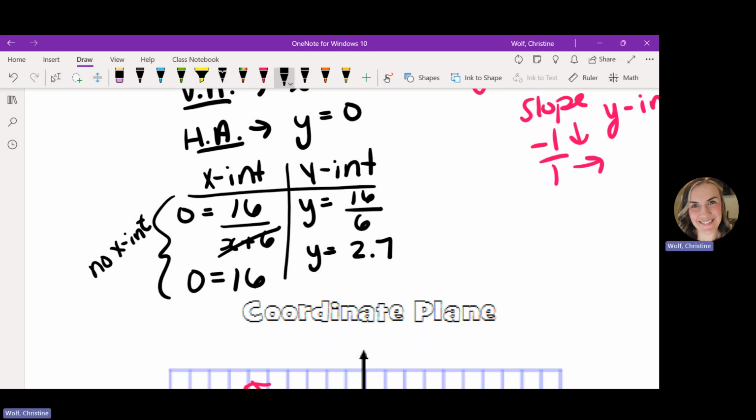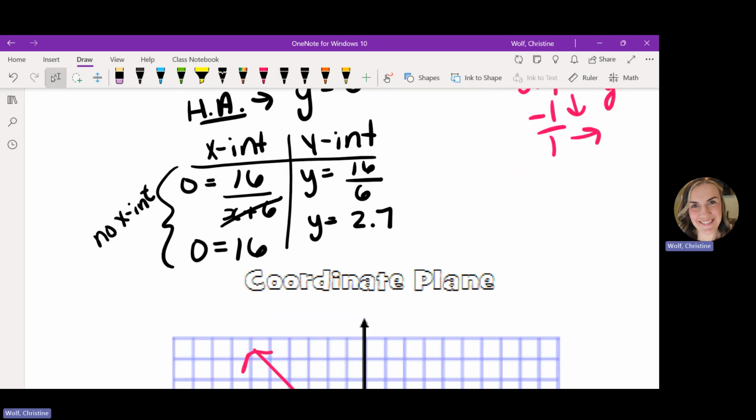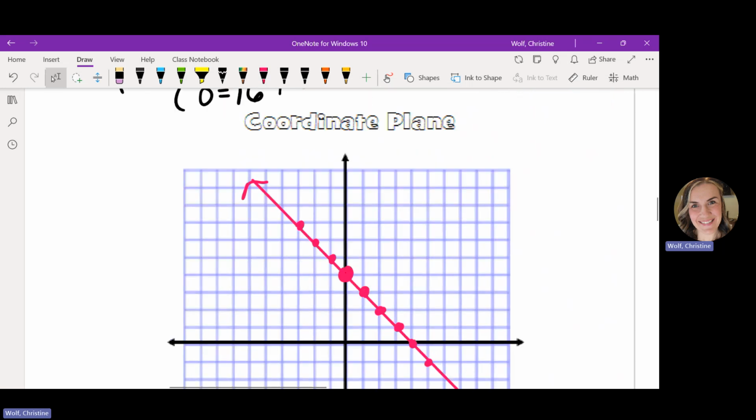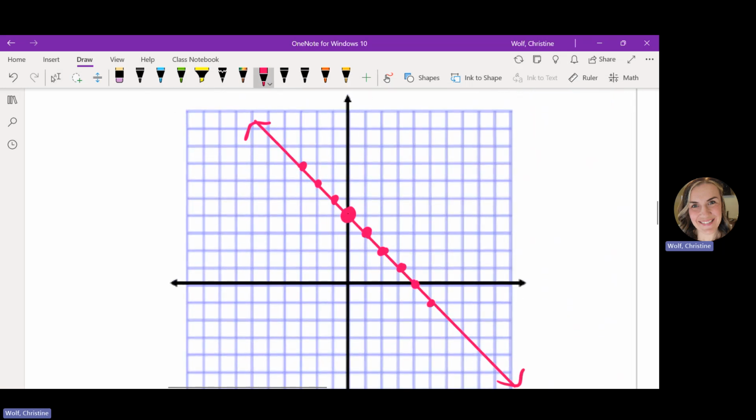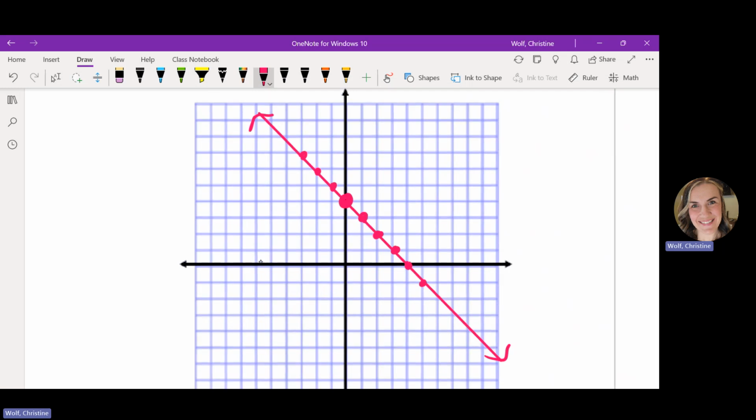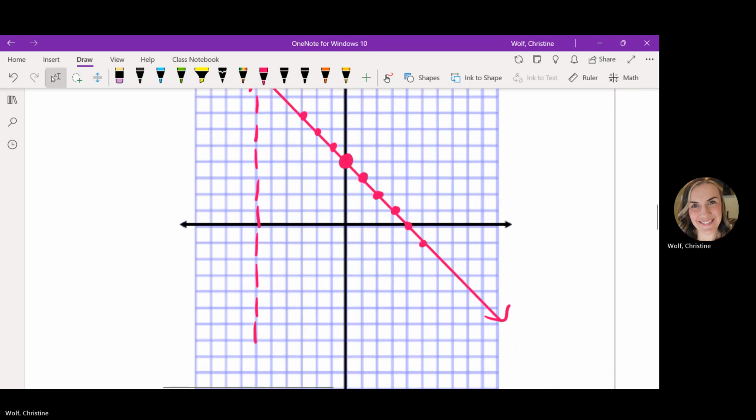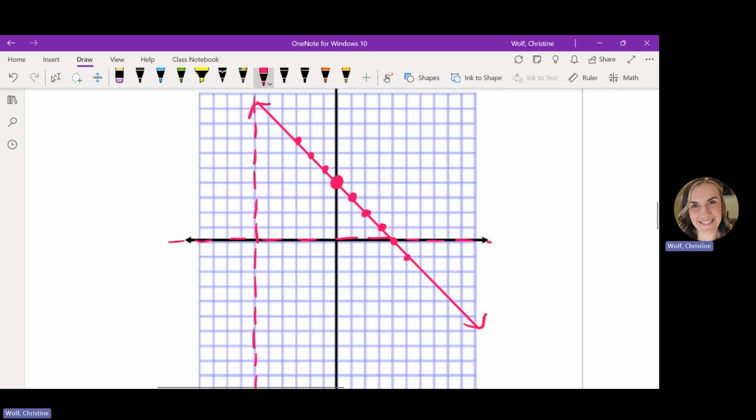Hey, this is why graphing is especially nasty. We're not even there yet. If I go and draw my asymptotes, I would have an asymptote at x equals -6, right there. And then I would have another one at y equals 0. Okay. And then my x-intercept for this guy is non-existent, but I do have a y-intercept at 2.7. So about there.